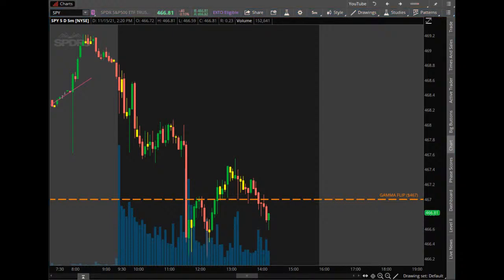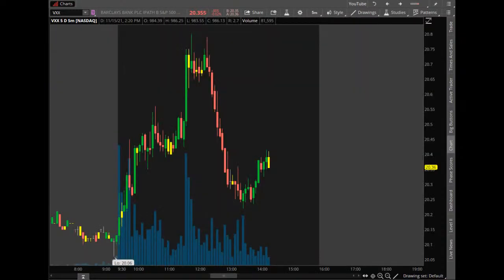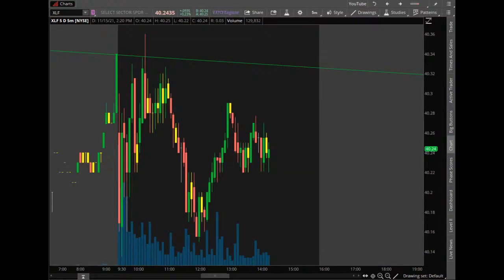Tesla, we'll see the VIX. Let's see if the VIX is perking up. Well, the VIX tried to perk up here a little bit. A little bit of a harmonic in there, a mini harmonic. We have that going on. The XLF just kind of hanging flat, mostly flat all day. So we got that going on here.